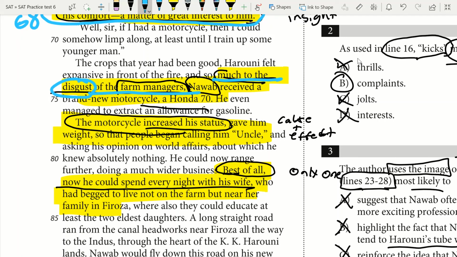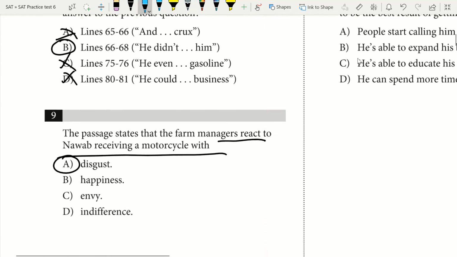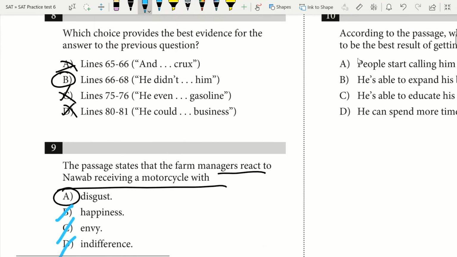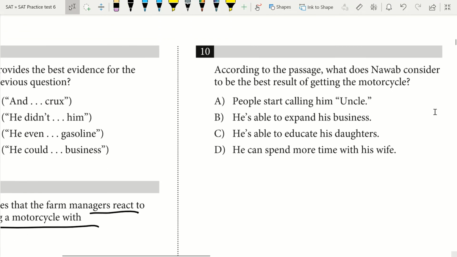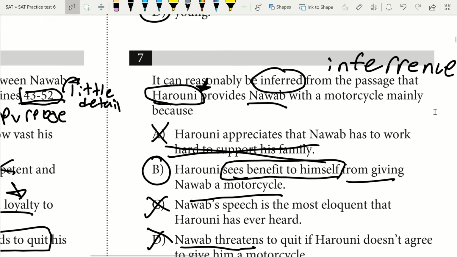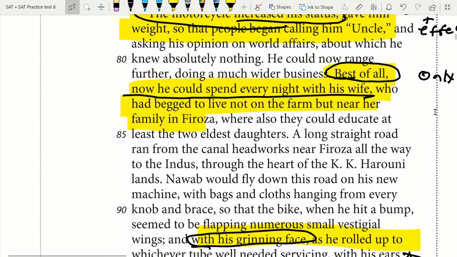So the farm managers are disgusted with Nawab receiving a brand new motorcycle, a Honda 70. Okay, so we know that 9 there is going to have to be a disgust. Okay, not happiness, not envy, and not indifference, because we explicitly say that it is disgust that they react with. All right, according to the passage, what does Nawab consider to be the best result of getting the motorcycle? Well, I highlighted this one as well. That's him getting to spend more time with his wife. I'll go ahead and show you that real quick. We see that right here, okay?